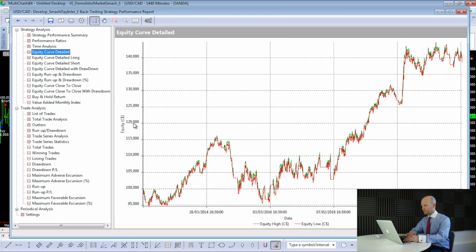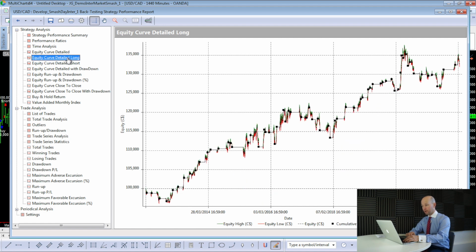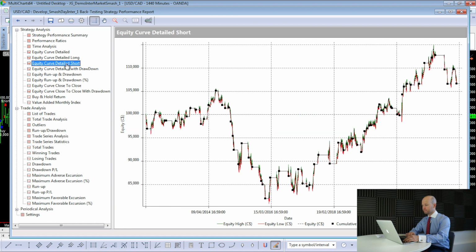Equity curve isn't quite as nice as it was on dollar Swiss franc, is it? There's the long only. Long only is not bad at all. The short equity curve, that's probably where it falls down, doesn't it? A big drawdown through that earlier central part, but has been working very nicely since 2016.